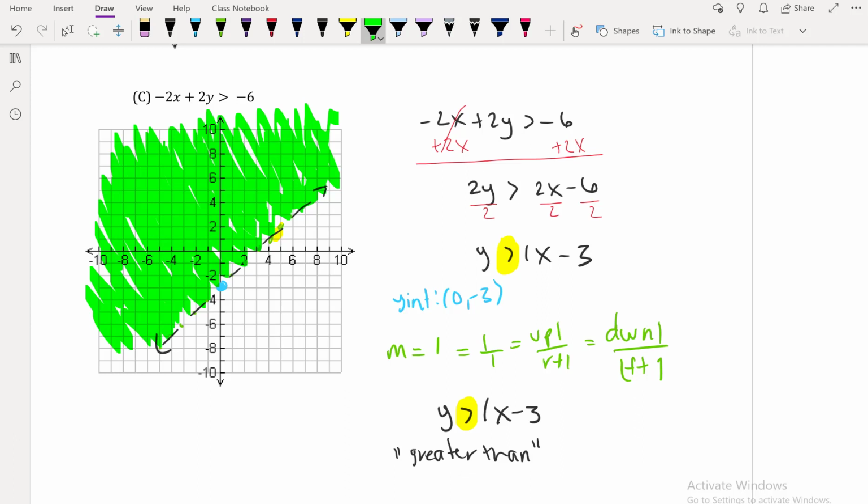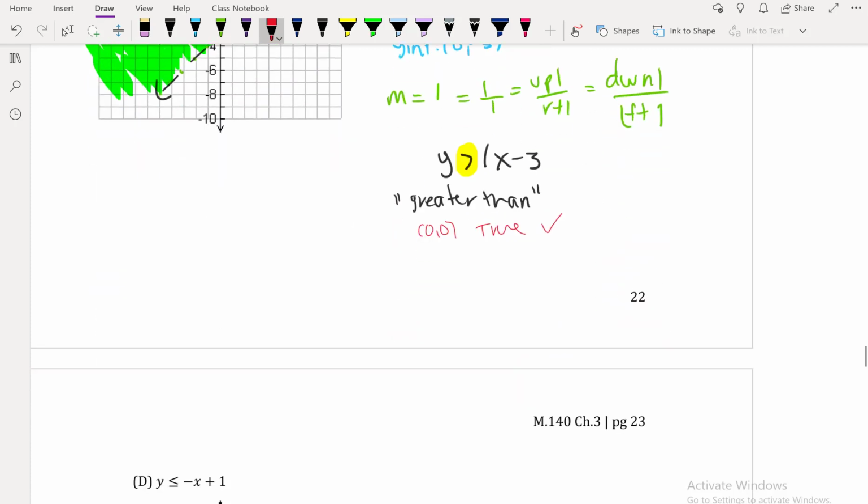Again, if you wanted to do the test point of 0, 0, you would plug that in. You can see that 0 is greater than negative 3. So that would be correct. So if I'm looking at that point 0, 0, which makes this inequality true, if I do the test point method, then I know I'm going to be shading on that side that contains 0, 0. If it's false, then I would shade the opposite side that does not contain 0, 0.